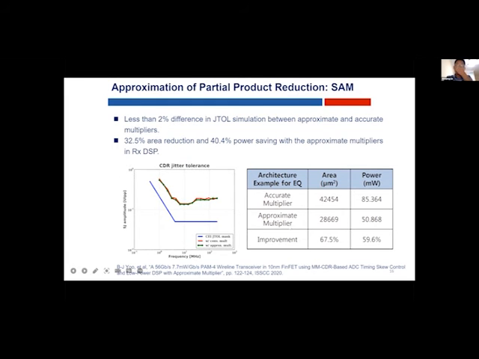So here they show that the power can be saved by up to around 40%, and also the area can be reduced by over 30%. And also for the CDR jitter tolerance, we can see the red line is with the conventional exact multiplier, and the green one is using the approximate multiplier. We can see it's more or less the same, so it does not affect the jitter tolerance results.